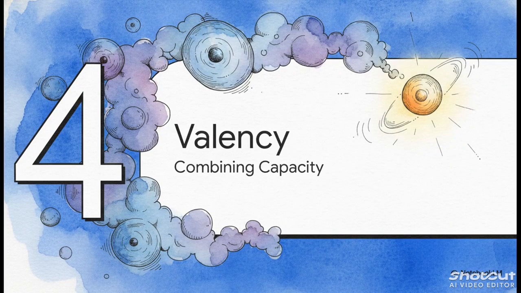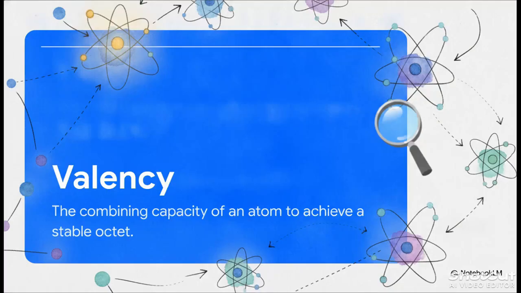That brings us to Section 4, valency, the combining capacity. Once all those inner electrons are comfortably seated, we have to focus intensely on the outermost shell, because that shell dictates how the atom interacts with the rest of the universe. This brings us to valency. You can think of valency as the driving desire of an atom.